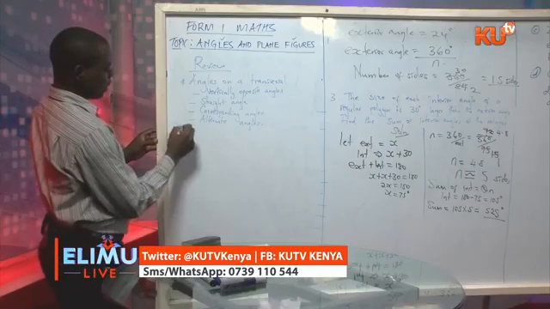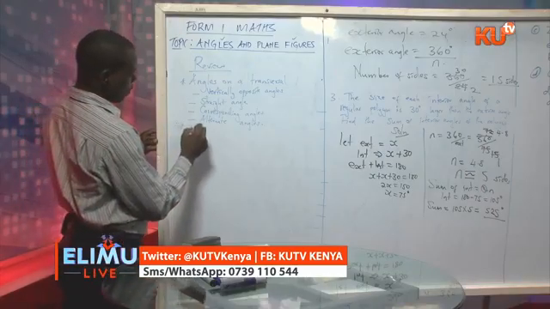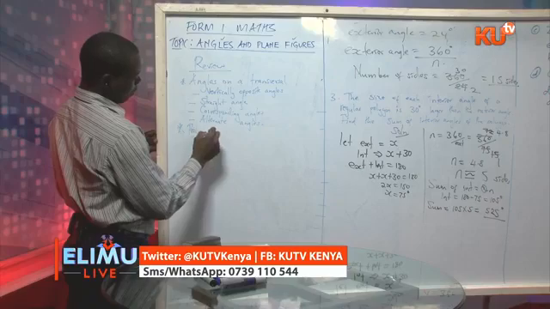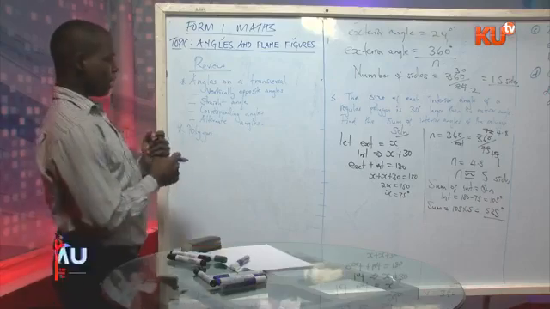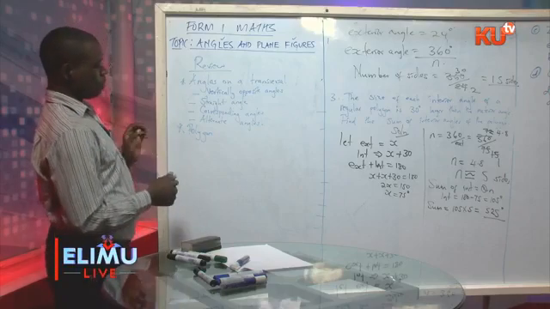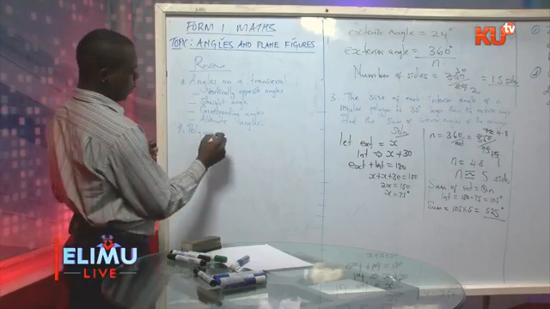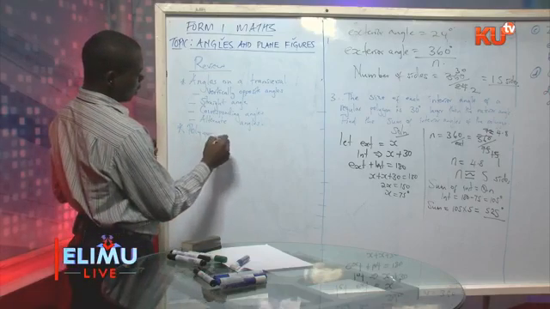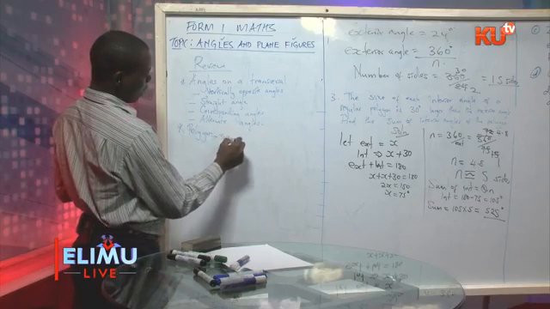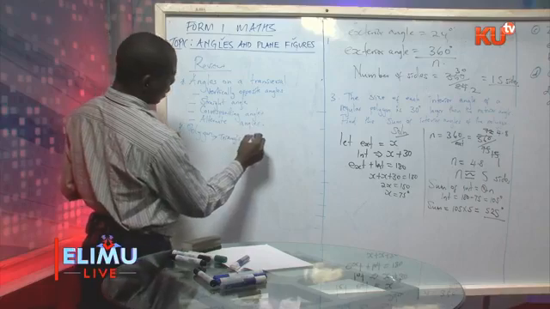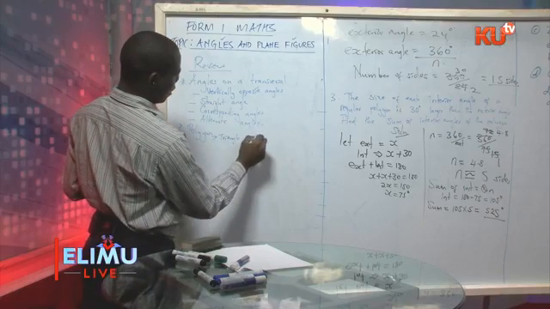Number 2, we've discussed what we call polygons. And we've said that a polygon is simply a plane figure that is bounded by more than 2 straight lines. And we've been able to name the polygons based on the number of sides. We've mentioned what we call a triangle. A triangle is a polygon with 3 sides. This one has 3 sides.